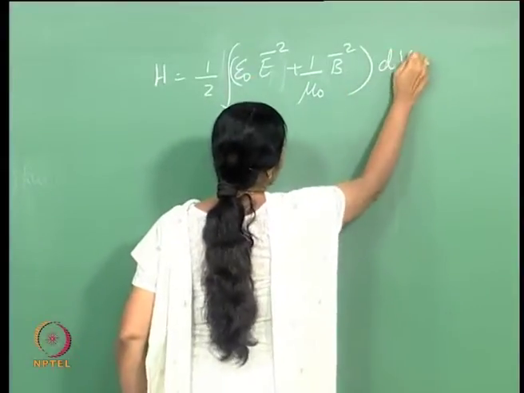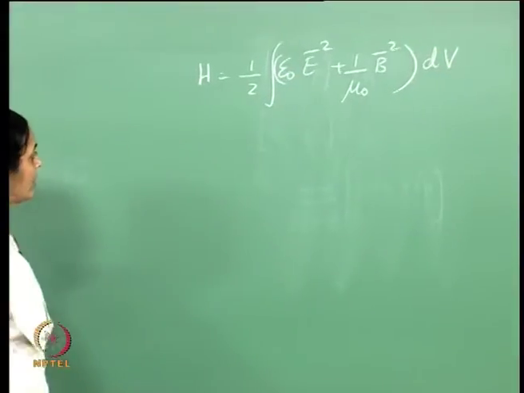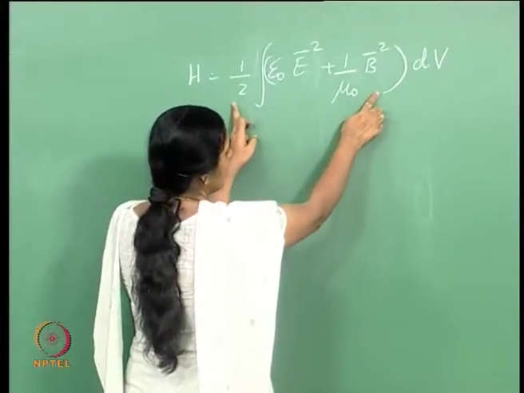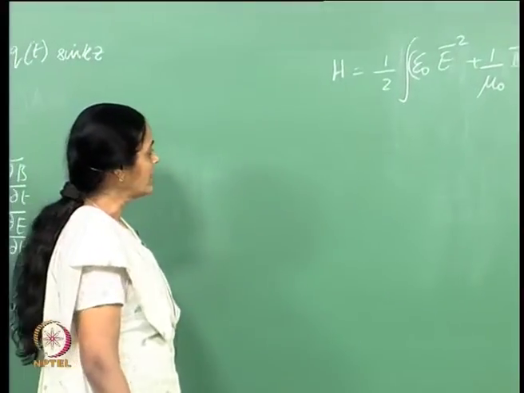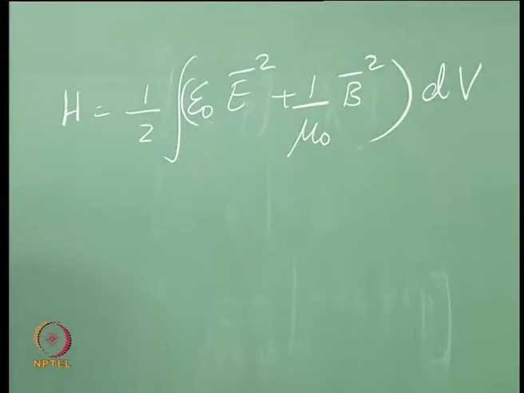This is integrated over the entire volume dV. So this part is the energy density, and integrated over the entire volume gives me the total energy. Now I want to look at this term by term. So let me look at the first term.